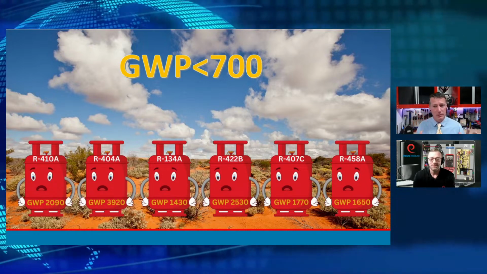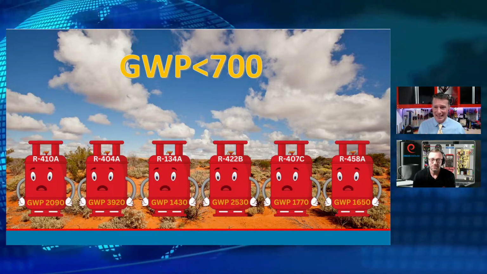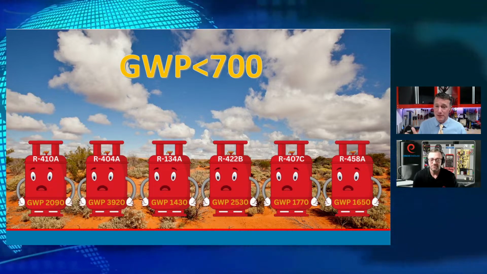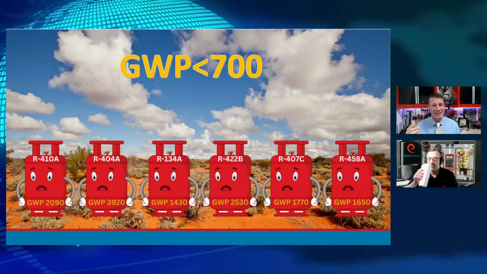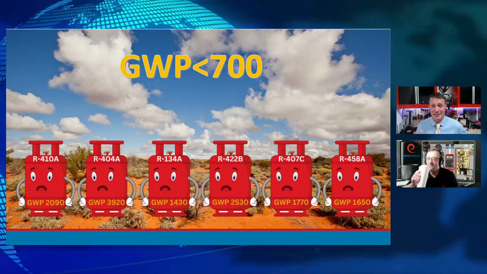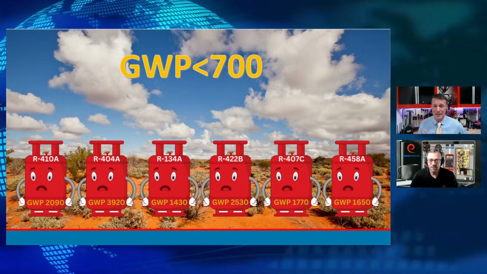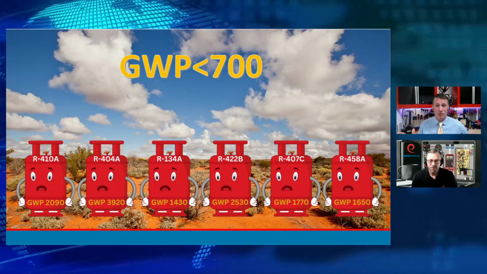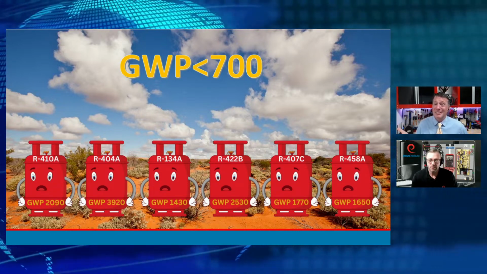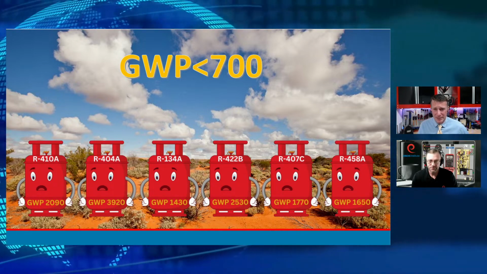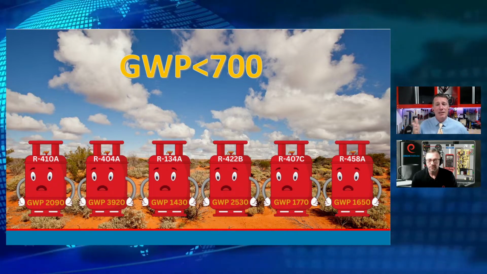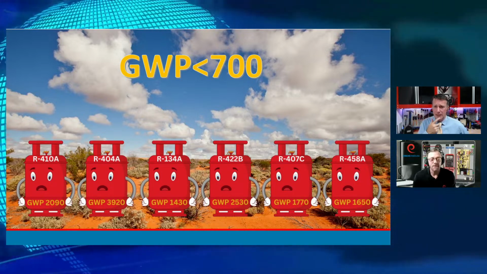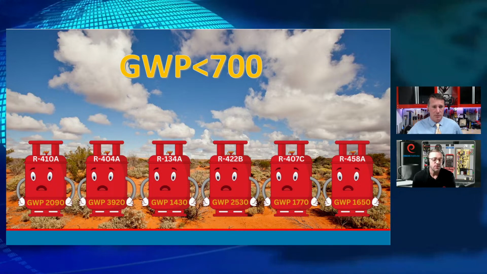So if you're already working with 410A, 404A, 134A, 422B, there's also 407C and 458A. Those last three are just R22 replacements, all on that chopping block, which we don't really see in new equipment anyhow. They're more of a service gas, but just be aware of how they line up with the rest of these refrigerants. The phase down is going to affect these refrigerants just because of their GWP.